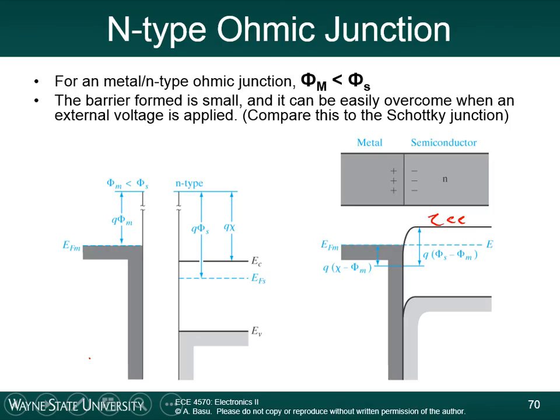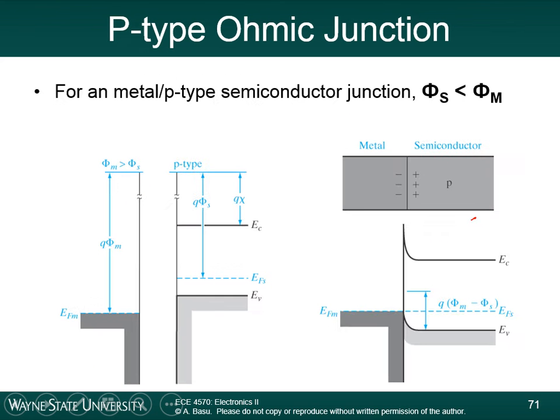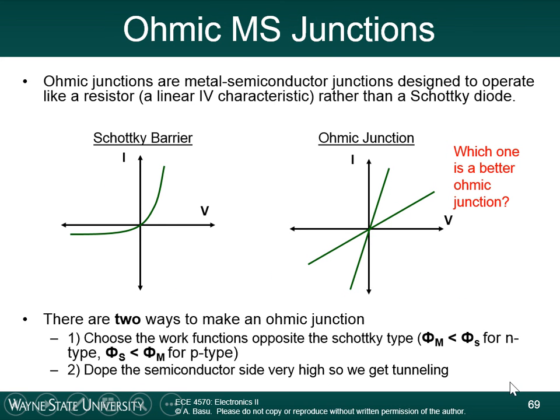So this is what you want. This is what you want in a nice contact. So as a result, the ohmic junction will have an IV characteristic that looks more like this rather than like the Schottky barrier.